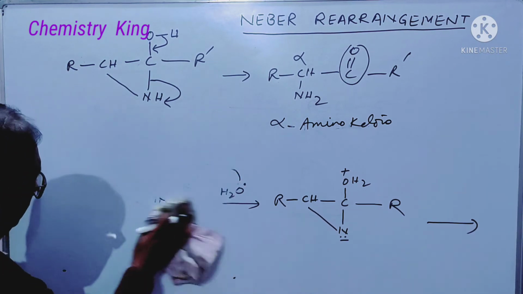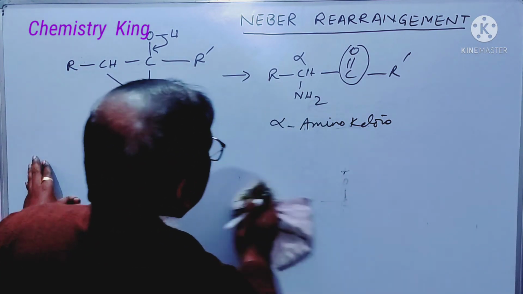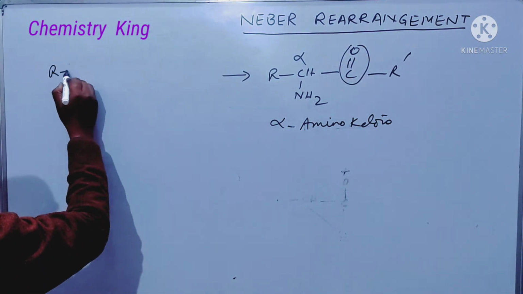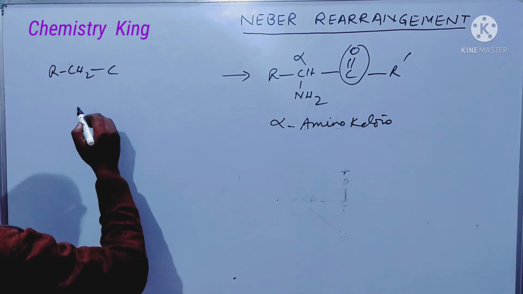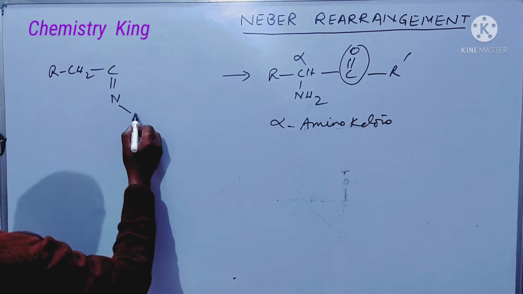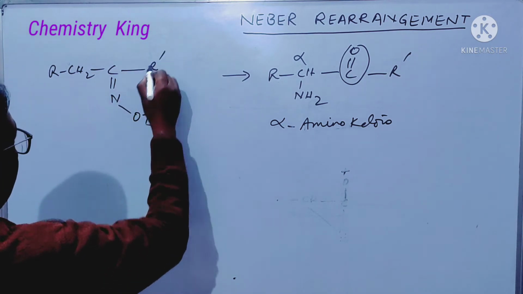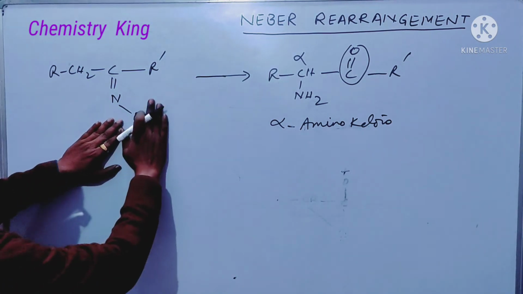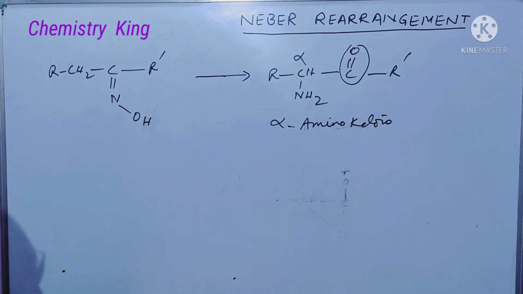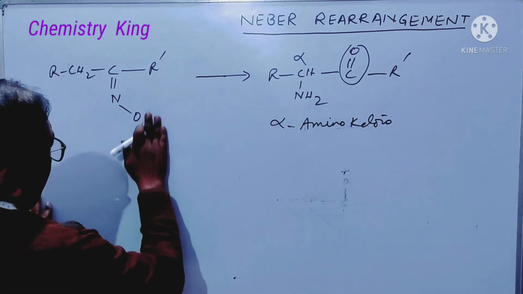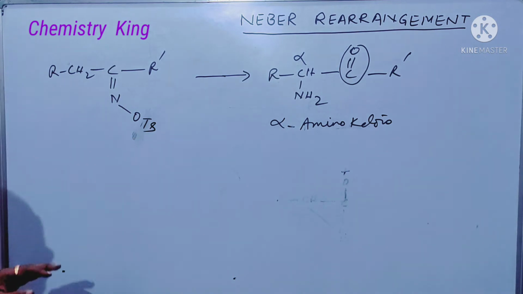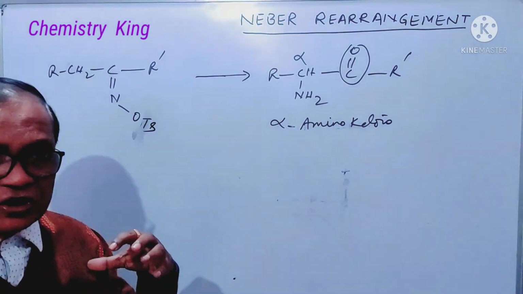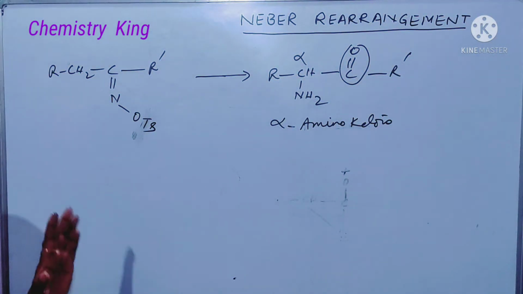Again, friends, I am repeating that when you have substrate reactant RCH2C double bond N OTS bond R dash, here two things you have to remember. Here it is not oxime because OH group is not beta leaving group. Tosyl group is here, so this unit is tosylate. You are taking ketoxime tosylate. Okay, first thing.